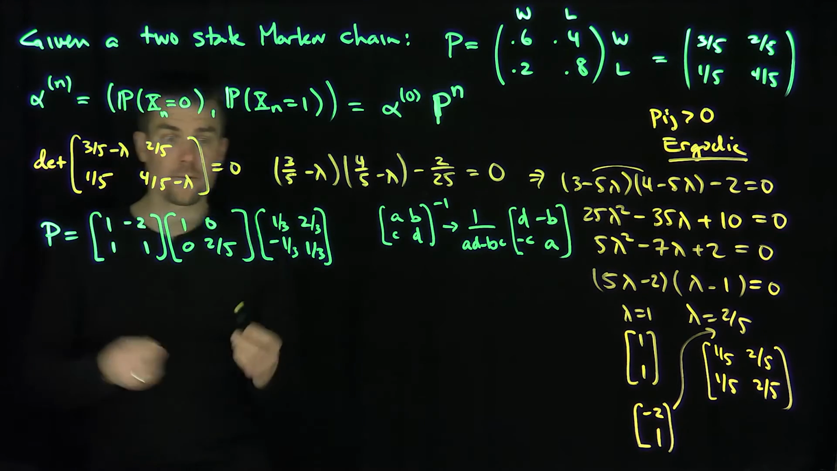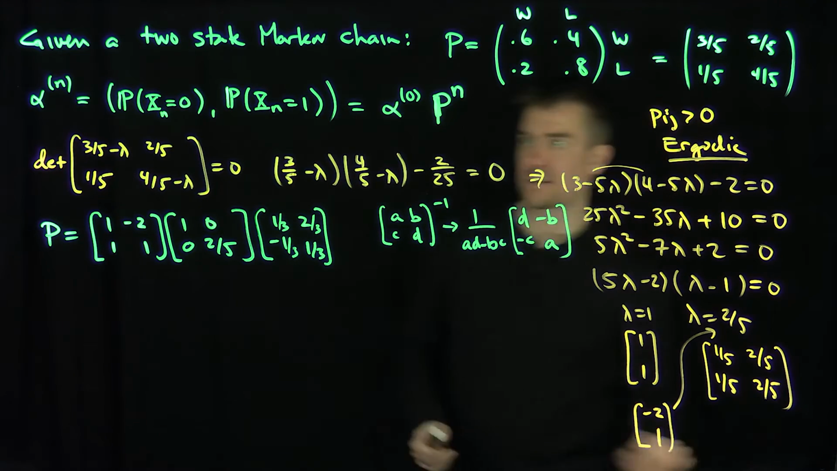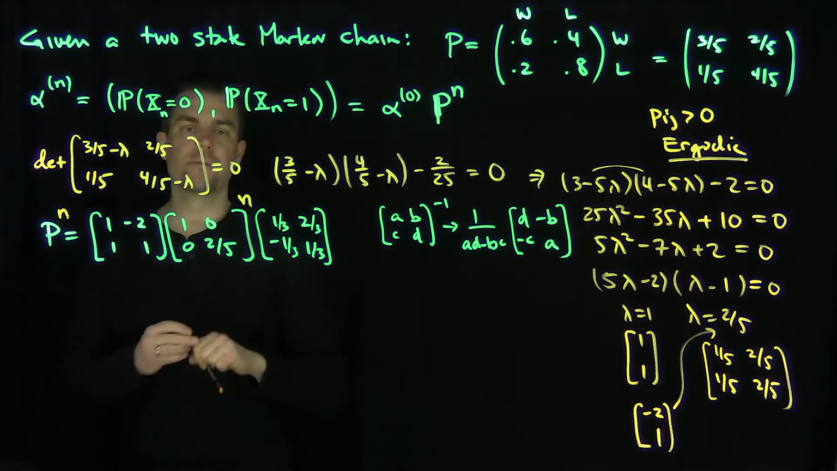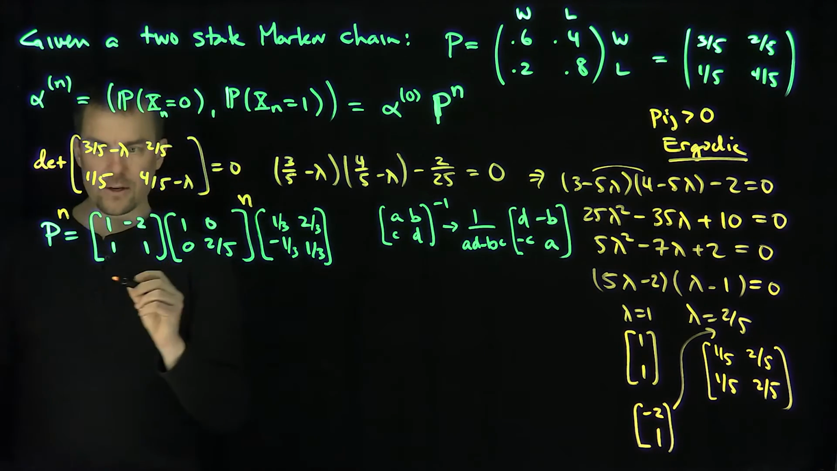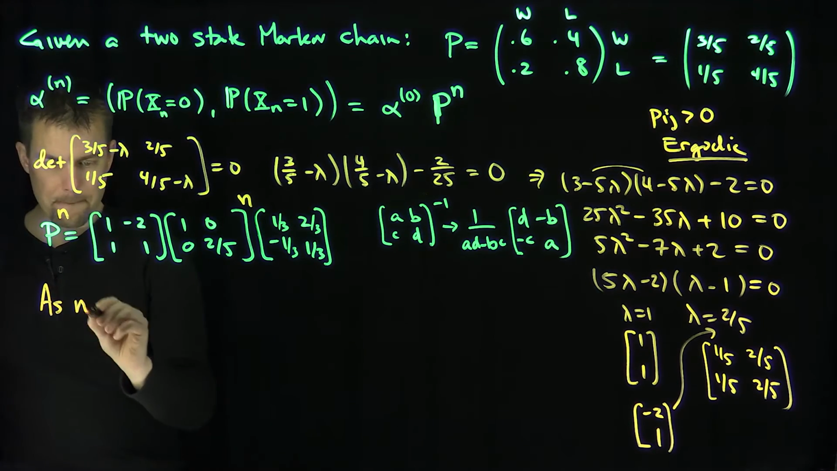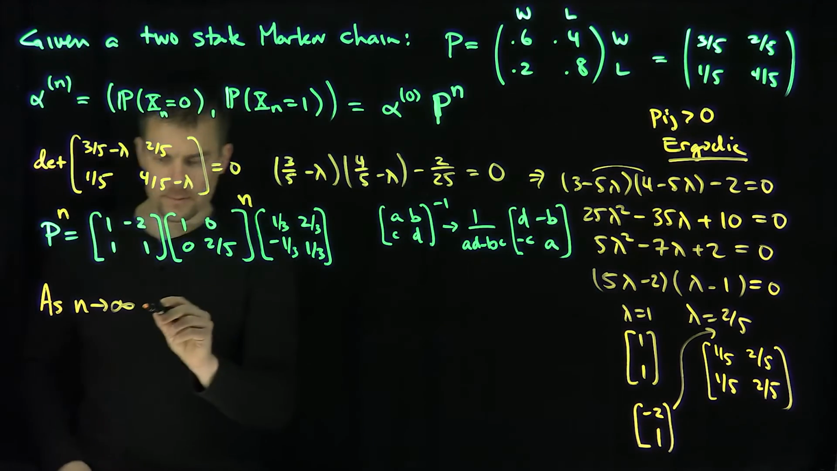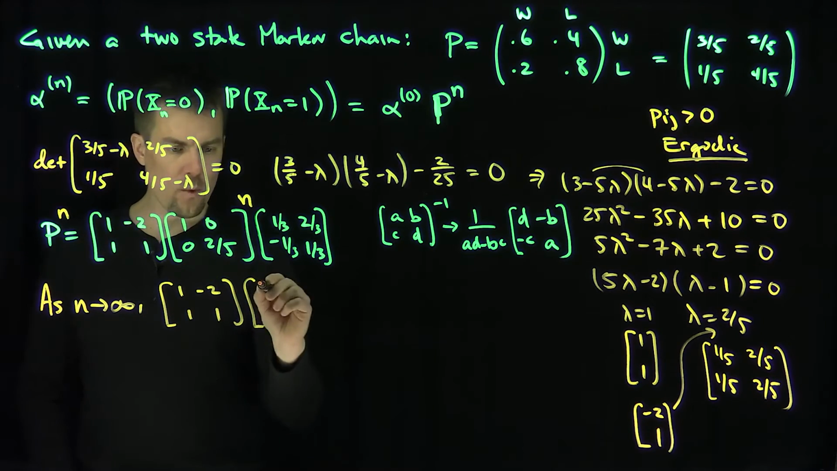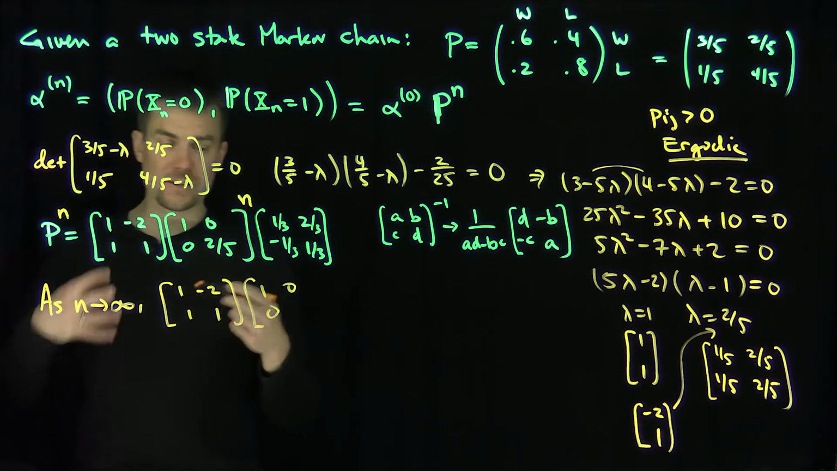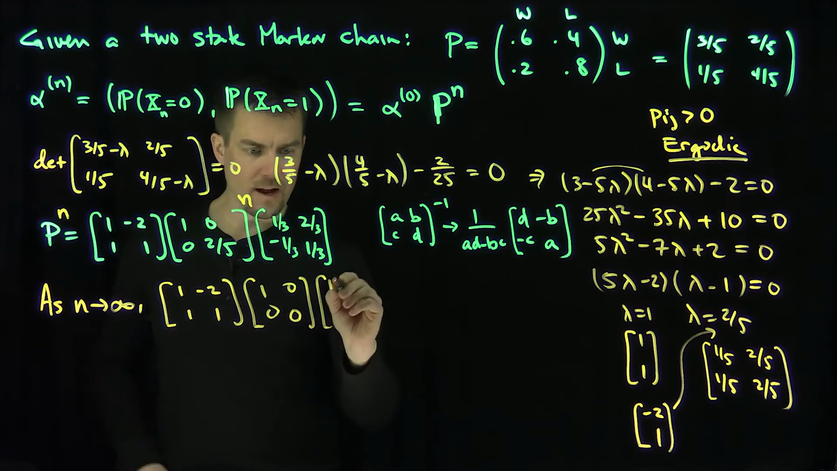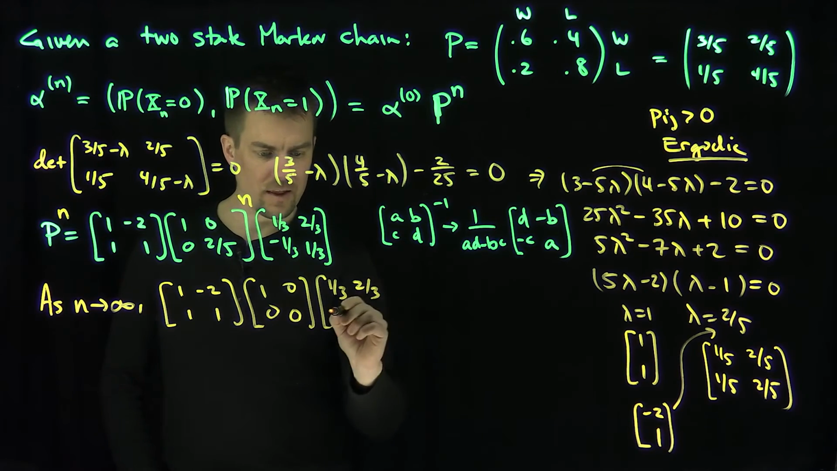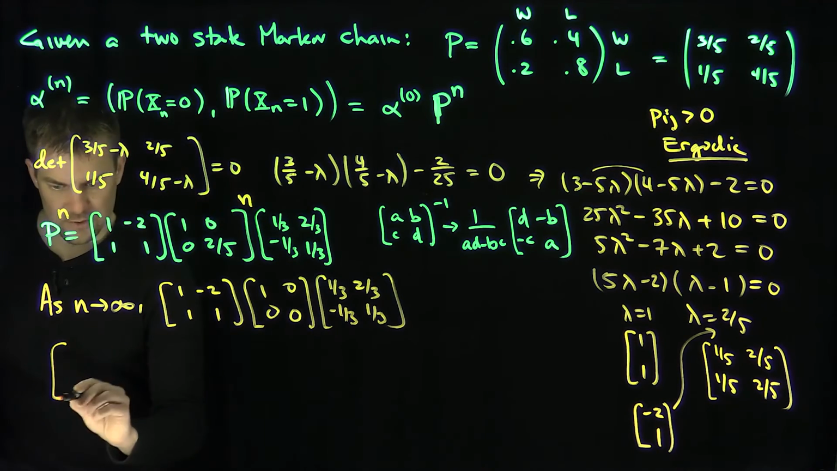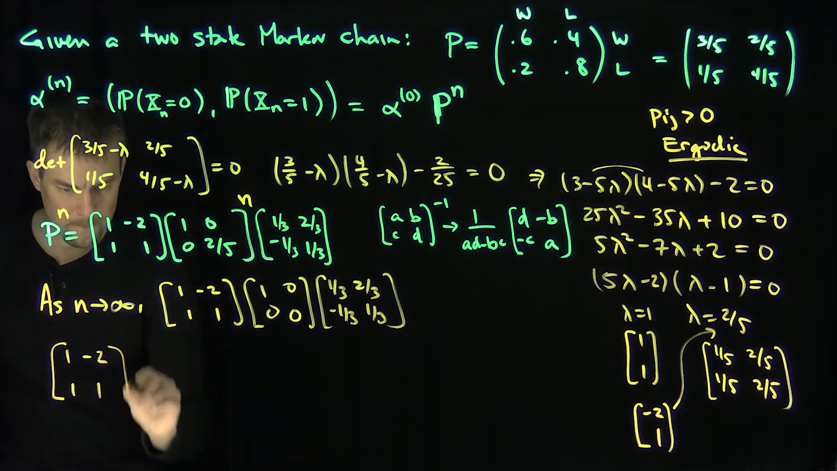Okay, excellent. And so now, therefore, what's P to the power n? The reason we do this is because for diagonalizable matrices, the nth power of the matrix is just the nth power of the diagonal matrix inside. So now, as n tends to infinity, what's the steady state looking like? Well, we're going to have a 1, negative 2, 1, 1, and then a 1, 0, 0. Now, 2/5 to the power n as n goes to infinity goes to 0, okay? Then I have a 1/3, a 2/3, a negative 1/3, and a 1/3. Great. And so if we do this calculation, this becomes a 1, negative 2, 1, 1.